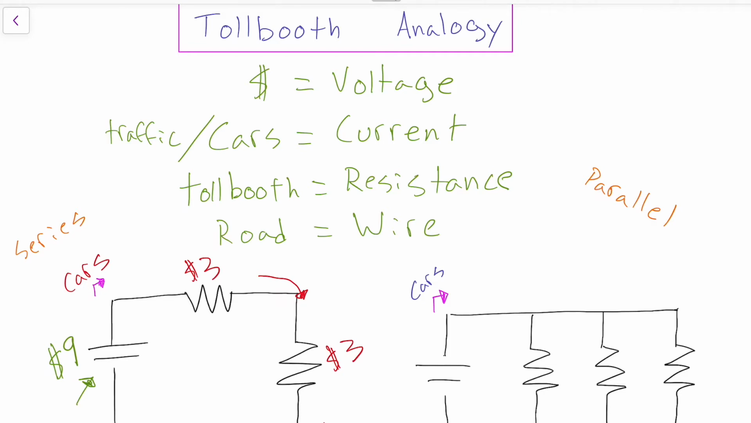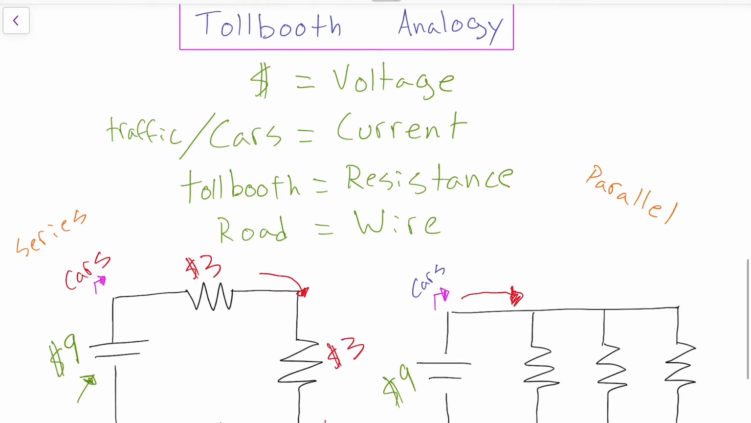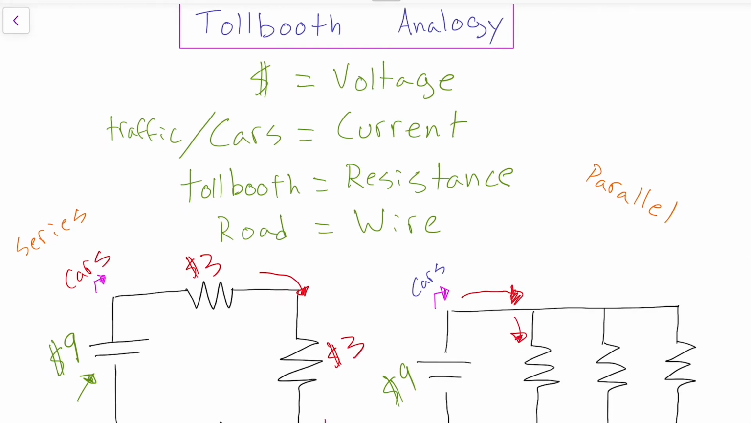Let's see what it looks like for a parallel circuit. We're still going to have our $9 in our pocket, except this time, once we get to the first junction, we get a choice. So we can go through this first toll booth right here, or we can keep going and go through the second toll booth, or we can keep going and go through the last toll booth. It doesn't really matter, we get to choose.